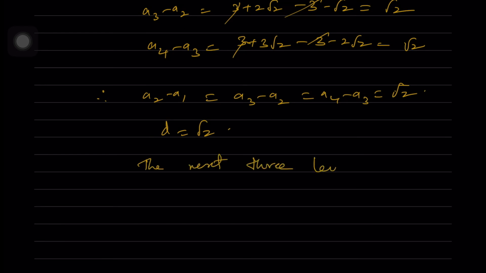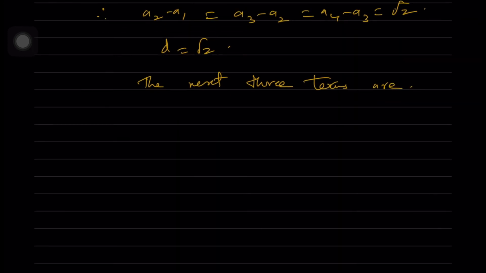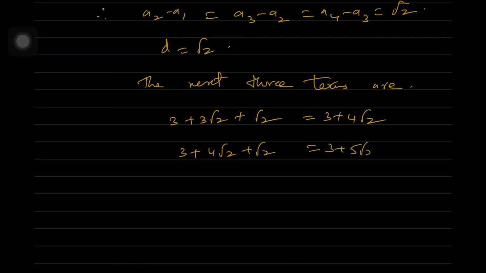So the next 3 terms are 3 plus 3 root 2 plus root 2, which is equal to 3 plus 4 root 2, 3 plus 4 root 2 plus root 2 is equal to 3 plus 5 root 2, and 3 plus 5 root 2 plus root 2 is equal to 3 plus 6 root 2.